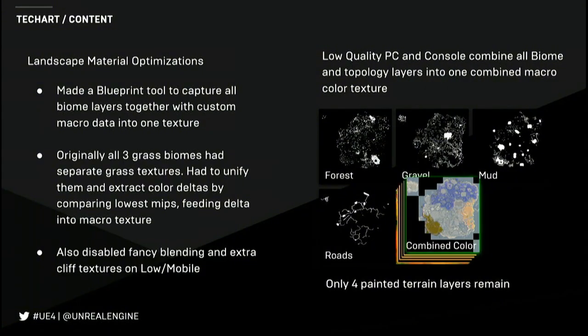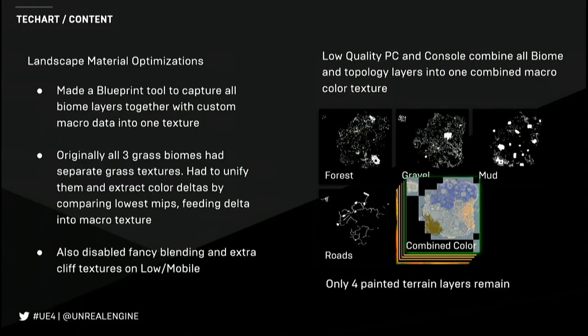That was done using a combination of a blueprint tool and a few switches inside of the material where we'd say, okay, turn this landscape, instead of rendering its high-quality PC mode, to just piping through all the color information from all the different layers, and then we capture that with the scene capture actor and render it to a texture, and then reference that in the mobile path instead. We also did a few other optimizations, such as disabling fancy height blends and extra cliff textures on low-end mobile.